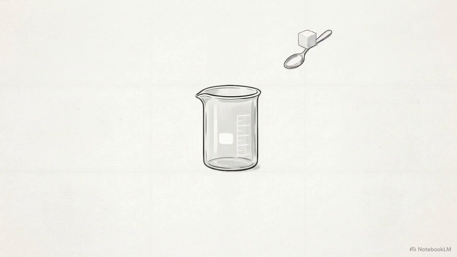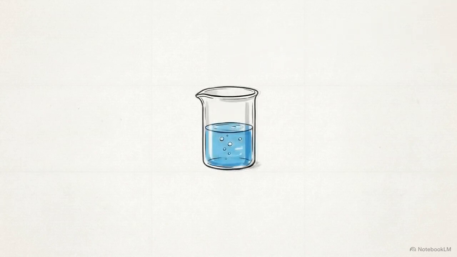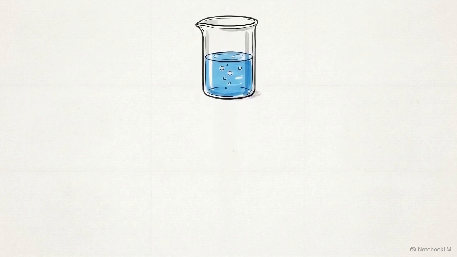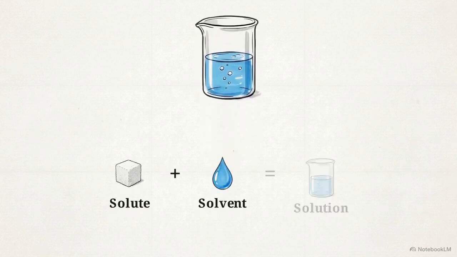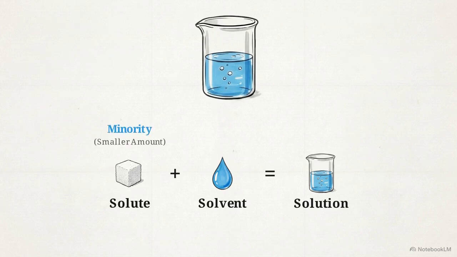Dropping a spoonful of sugar into water creates a homogeneous mixture, tracked by a simple equation. Solute plus solvent equals solution. In binary solutions, quantity defines roles. The smaller amount, sugar, is the solute. The larger amount dissolving it is the solvent.